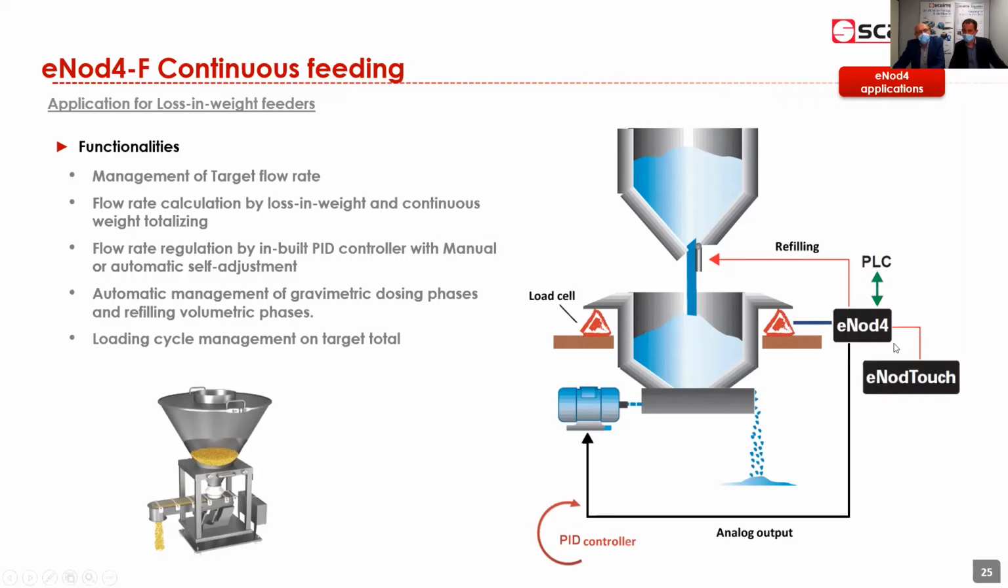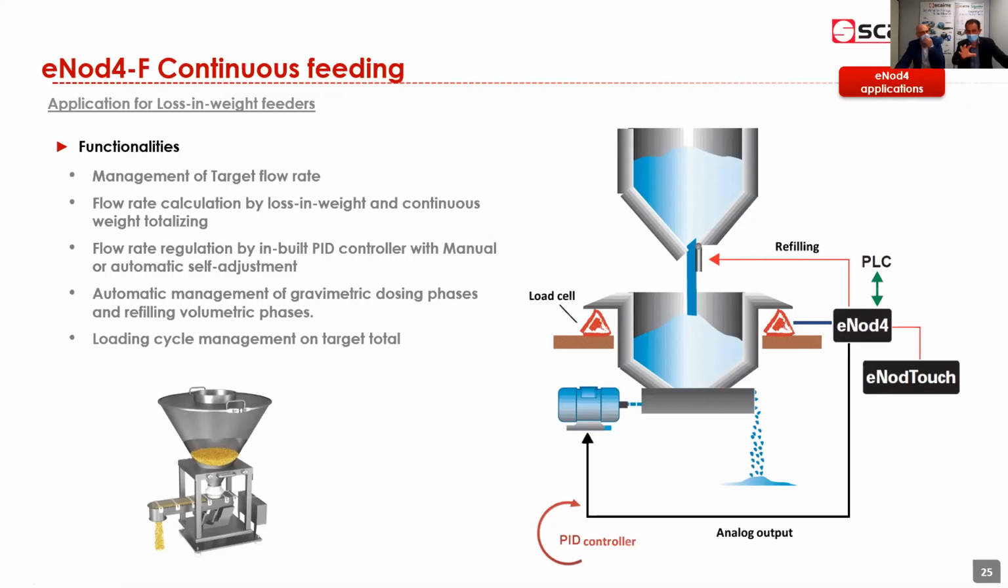And also, as you can see, the eNod4F will be connected directly to the screw feeder and able to control the feeding process, but will also be connected to the refilling. So the eNod4F will be able to control either the refilling phases and the feeding phases. And what is important is this refilling phase doesn't stop the feeding process. Of course, it's a continuous process. We will clearly see on the next slide.